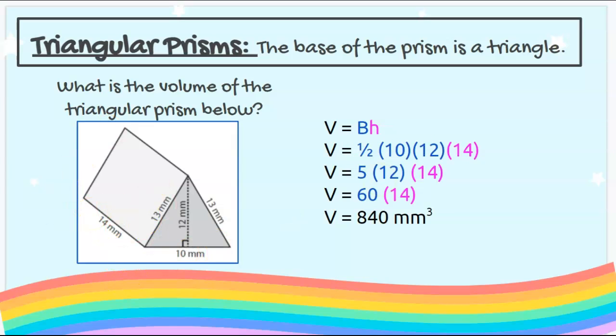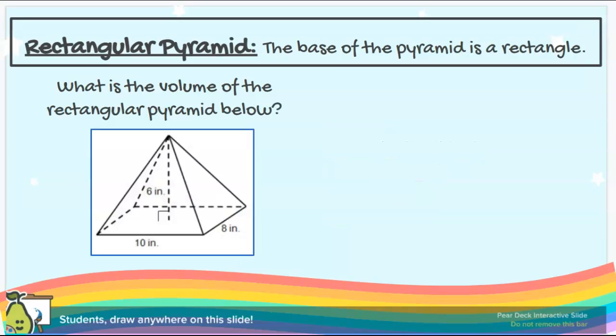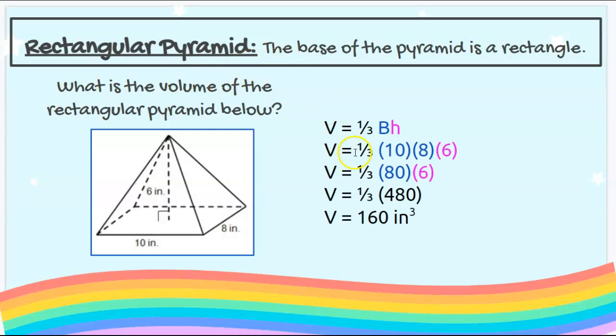There's a lot of different ways you can solve these kinds of problems. But the big thing is follow the formula. Now we're going to get into some more challenging problems. These are the pyramids. The pyramids are kind of rough because the formula is a little bit tougher because it has that third. So 1/3 the area of the base times the height.